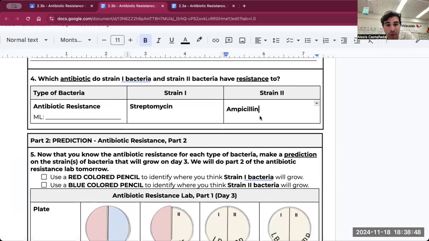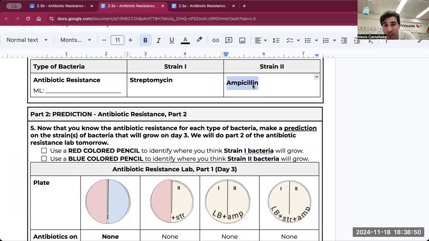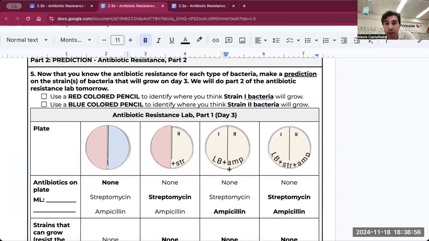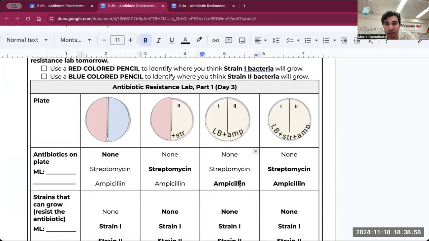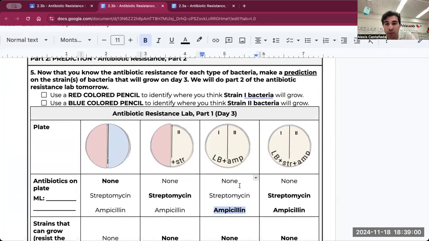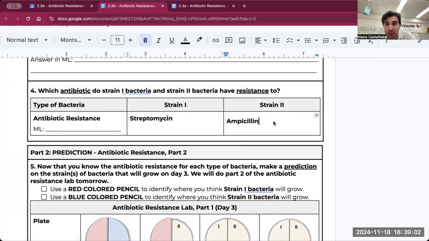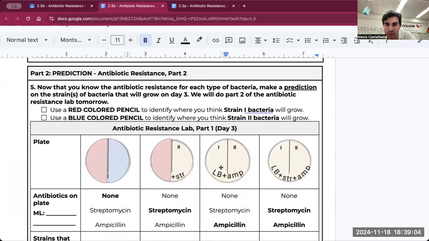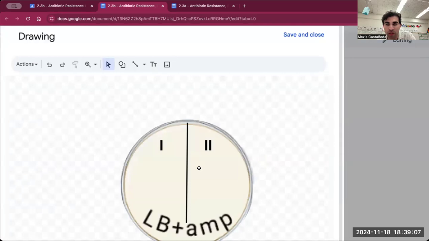The reason it won't grow is because this second strain is resistant to ampicillin, not streptomycin. So it can only resist the antibiotic ampicillin. On this side, when we're adding ampicillin, the only one that's going to grow is the one that has resistance to ampicillin, which is strain 2. So it's going to be the opposite of this one. Here we should see growth of the second strain and not the first one.